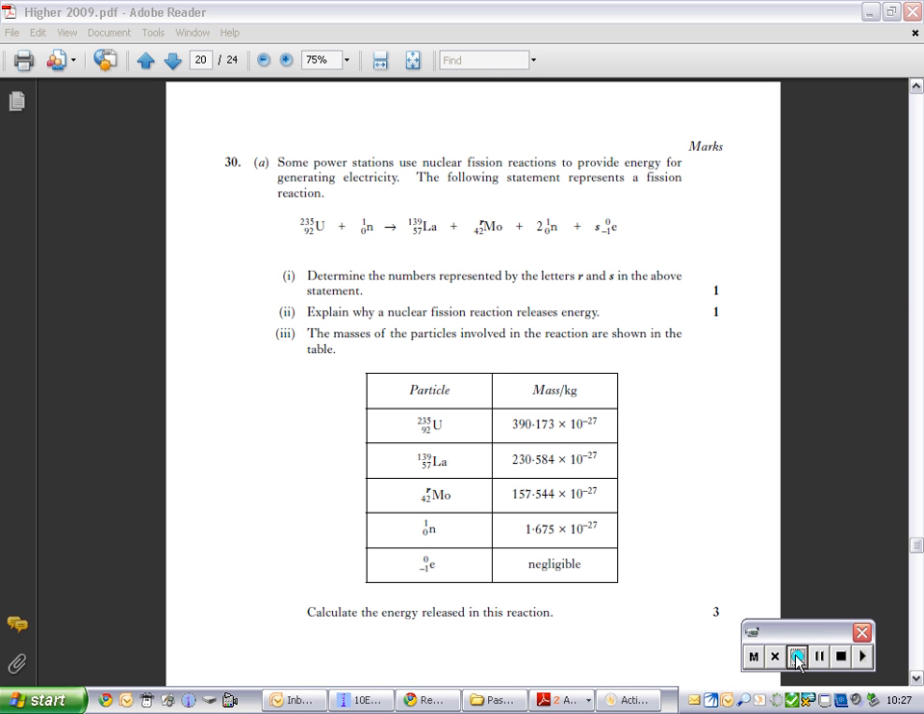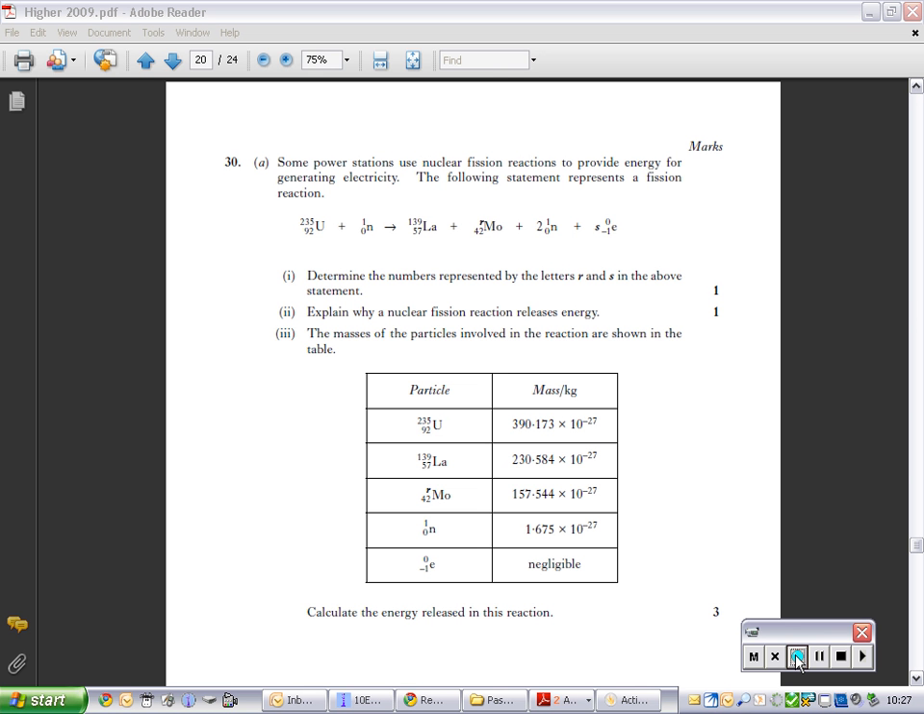Explain why a nuclear fission reaction releases energy. Simple answer: the large nucleus splits into two smaller ones, releasing energy. But we haven't mentioned one thing. Where does the energy come from? Why is there a release of energy? Binding energy. Yep. And what's happened in the reaction? Too large, too small. You have a loss of what?